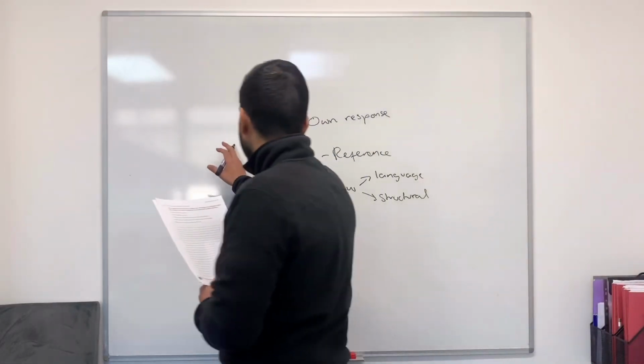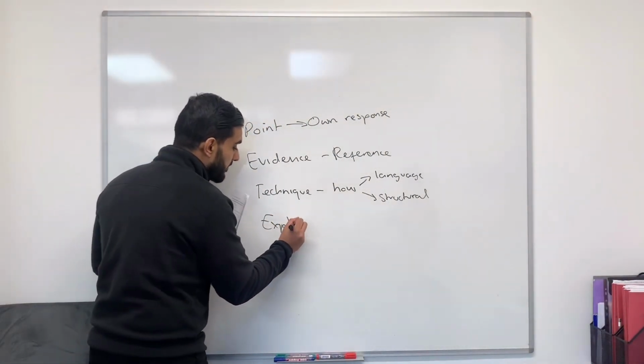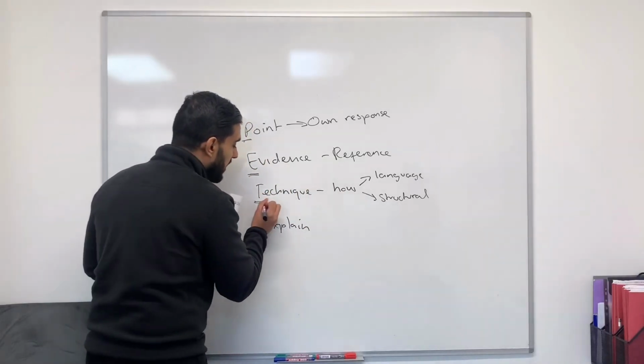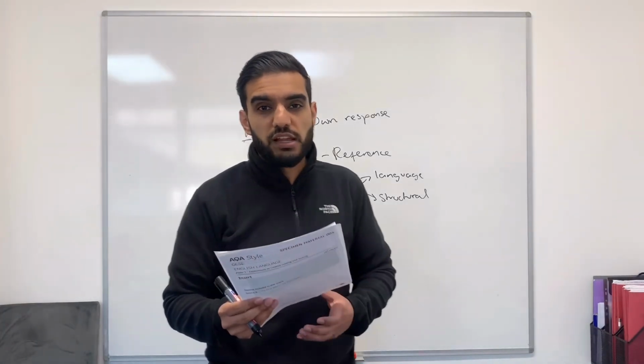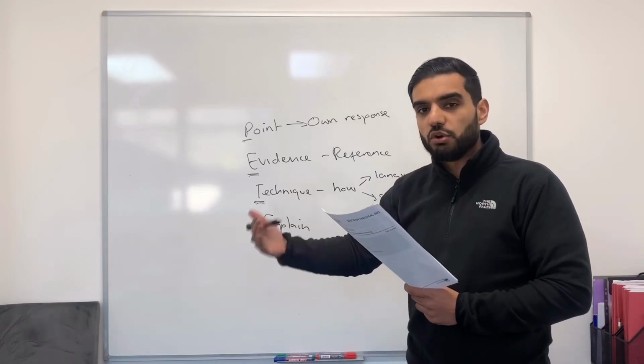So guys, you've got your point, you've got your evidence, you've got your technique. The last thing you do is you explain the effect of the technique. So essentially, if you guys know somebody called Pete, you're writing a Pete paragraph. That is essentially what you're doing in this essay. You're doing 4 Pete paragraphs over and over and over again.